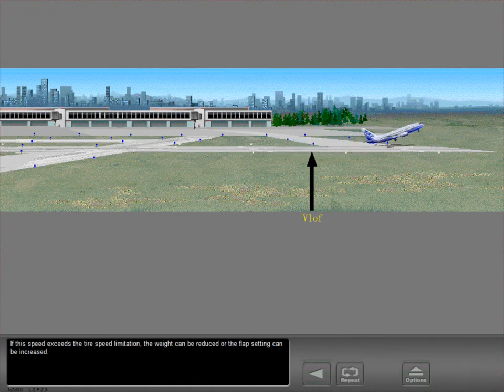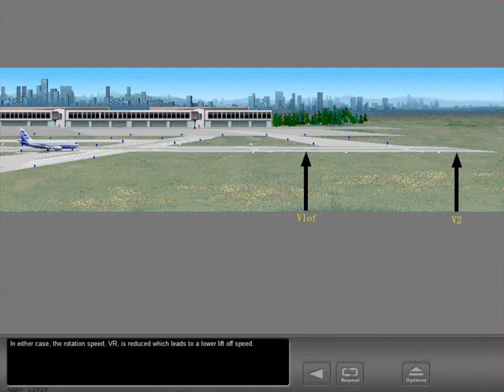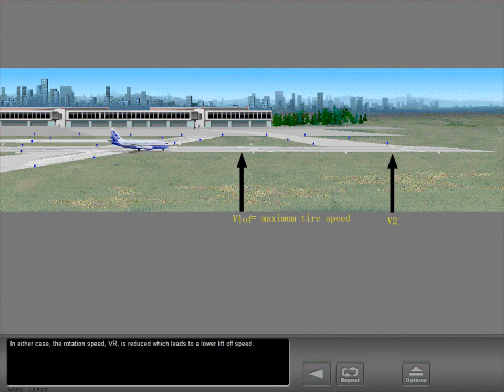If this speed exceeds the tire speed limitation, the weight can be reduced or the flap setting can be increased. In either case, the rotation speed, VR, is reduced, which leads to a lower liftoff speed.